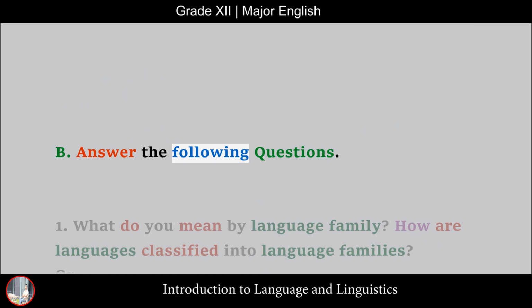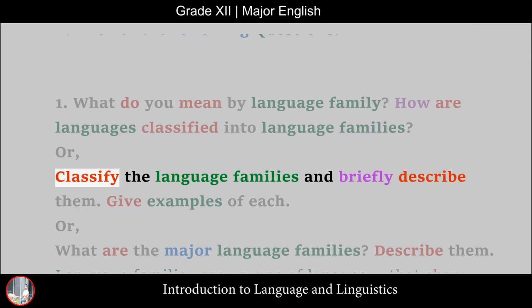B. Answer the following questions. 1. What do you mean by language family? How are languages classified into language families? Or, classify the language families and briefly describe them. Give examples of each. Or, what are the major language families?